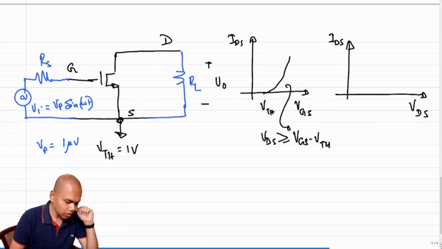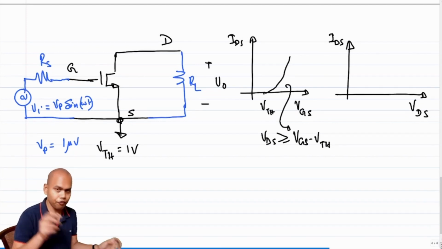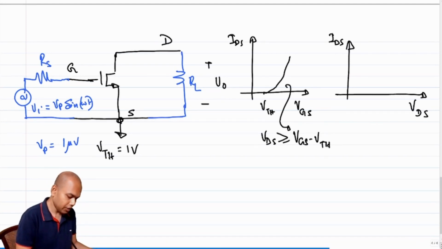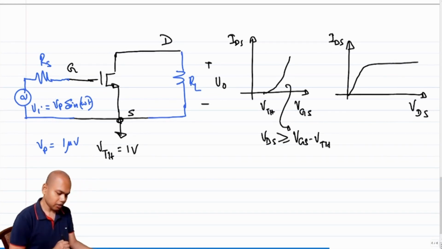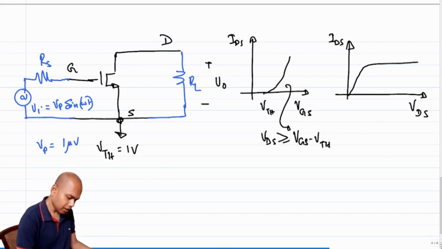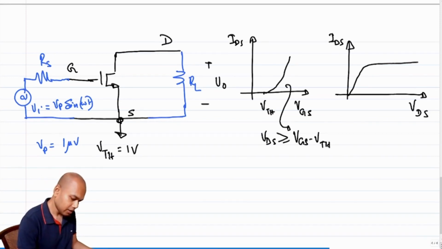Now let's turn our attention to the IDS versus VDS characteristics. What does it look like? For a fixed VGS, it should look something like this. And what does this flat line symbolize? This symbolizes the saturation region of operation, which means we need to be on that flat line. I haven't drawn it perfectly flat. Let me redraw it.